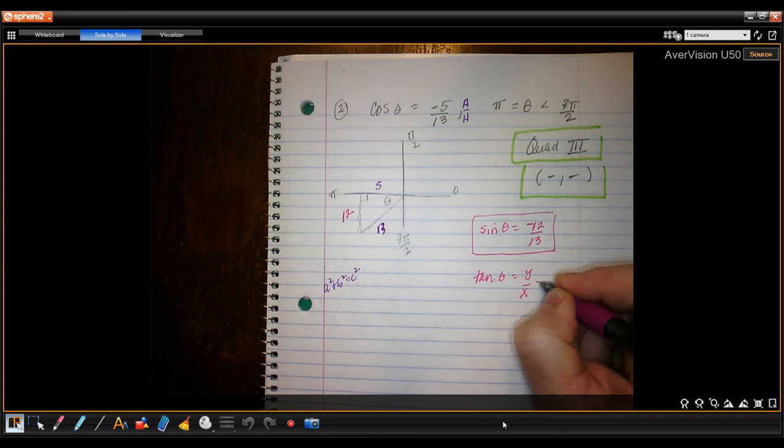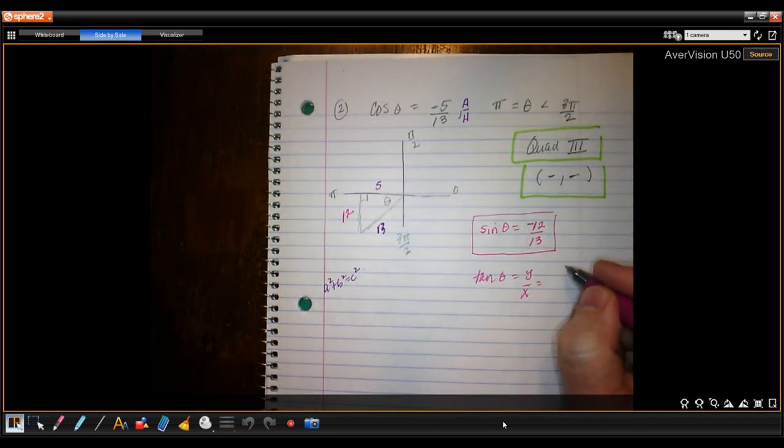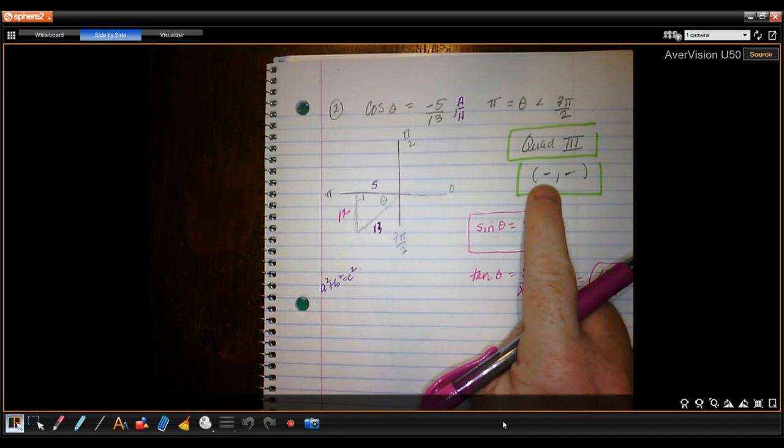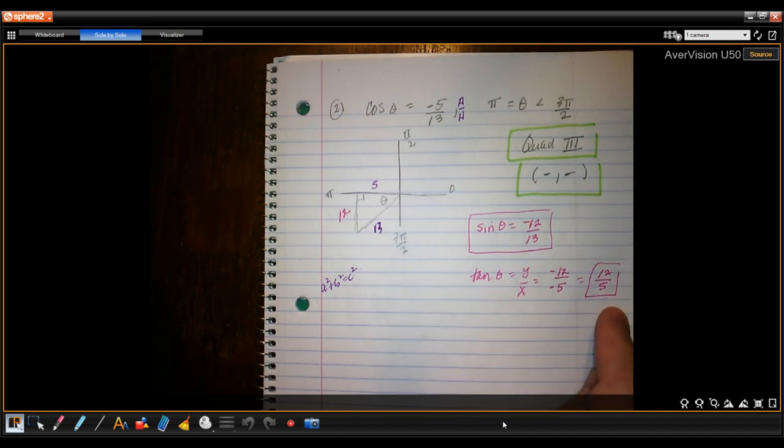Y over x. So it's going to be y, which we now know is negative 12, over a negative 5. So that's going to be 12 over 5 for tangent. Or you know that two negatives make a positive, so you can just go straight to that too.